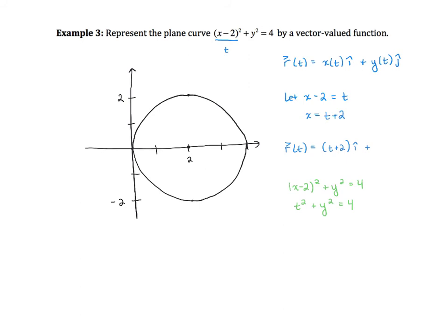So, all right, y squared equals 4 minus t, and therefore y equals the square root of 4 minus t. And that should do it. All right, so here, square root of 4 minus t j hat. And you might notice an issue with something.